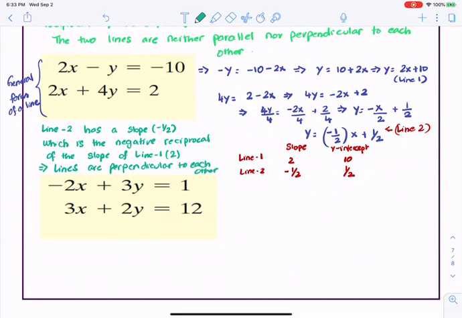The lines do have different y-intercepts, but we know that perpendicular lines needn't share the same y-intercept. They could have different y-intercepts. So in this case, the y-intercepts do not match, but the slope of one line is the negative reciprocal of the slope of the other line. And that's what we need to look at when it comes to lines that are perpendicular to each other. Since that condition is satisfied, we can conclude that the lines are perpendicular to each other.